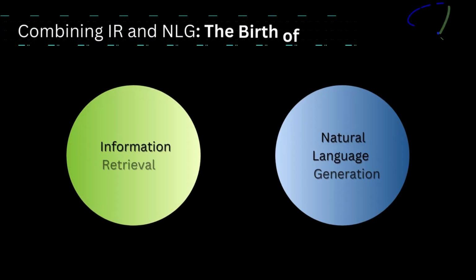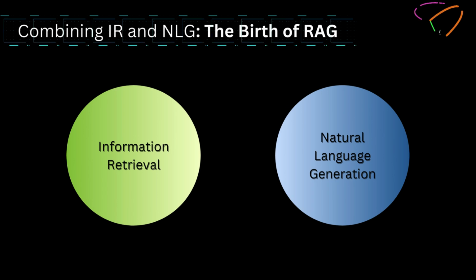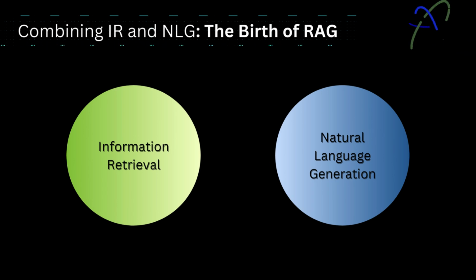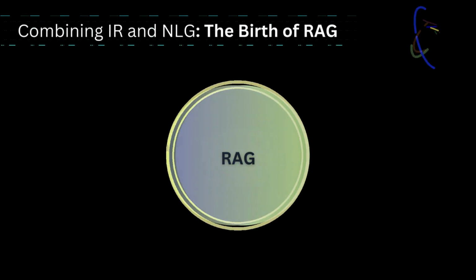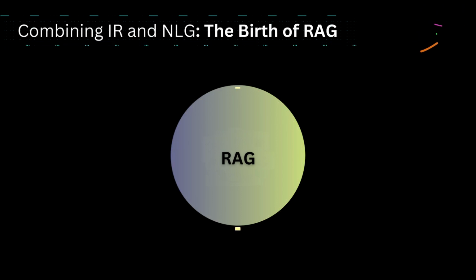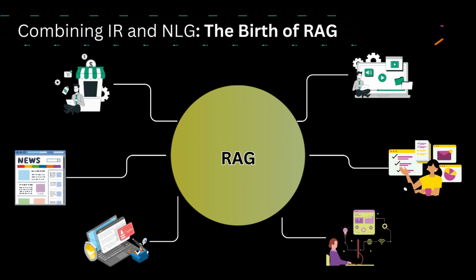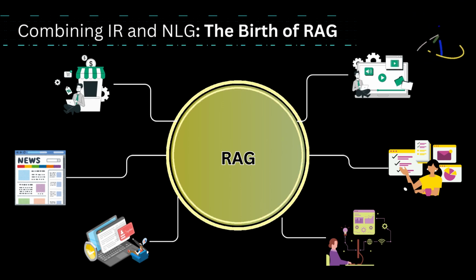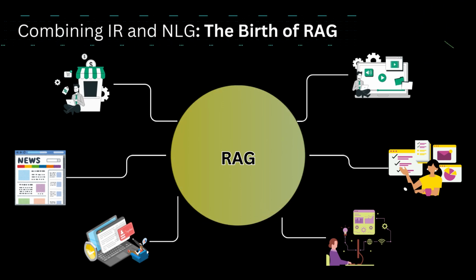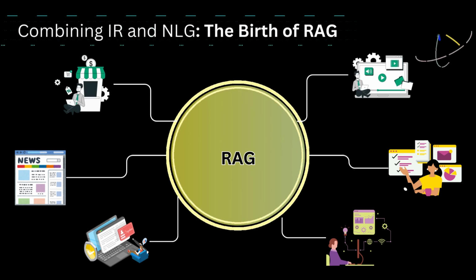The birth of RAG. Combining information retrieval and natural language generation leads us to Retrieval Augmented Generation, or RAG. RAG leverages the strengths of both information retrieval and natural language generation to create systems that can retrieve relevant information in real time and generate informed responses based on that information.